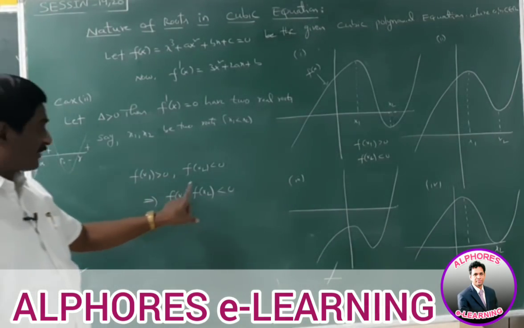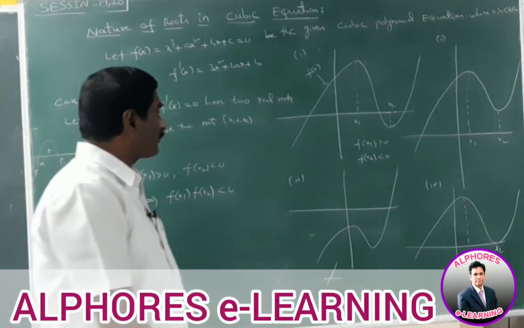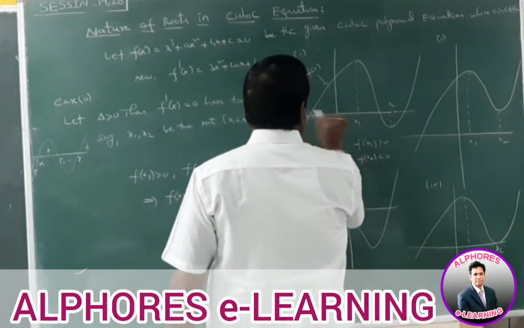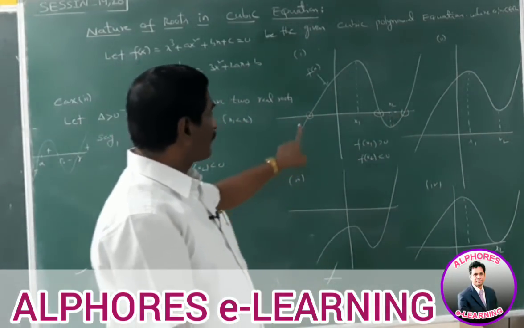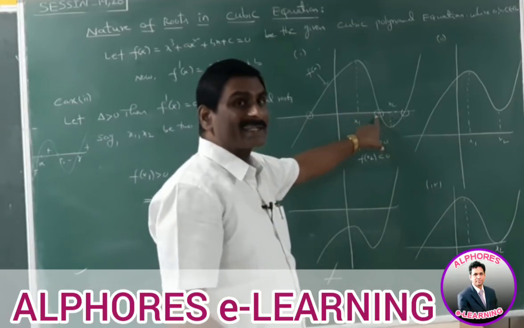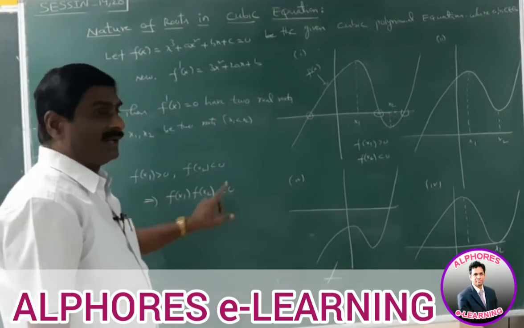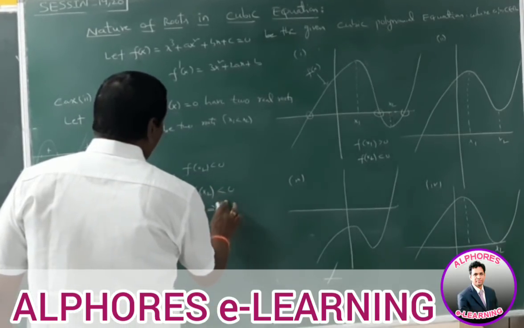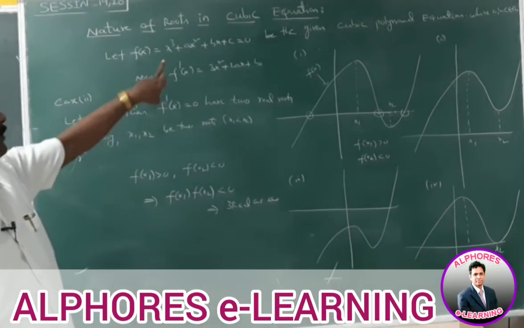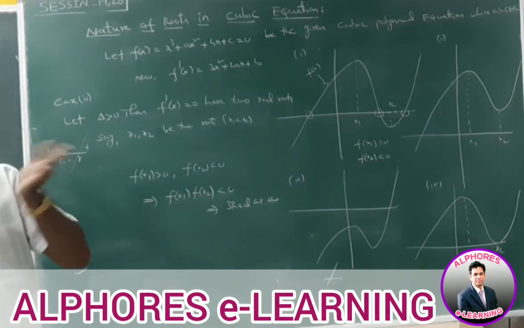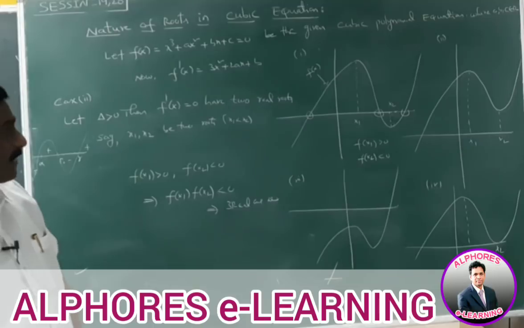If f of x1 into f of x2 is less than 0, how many solutions do we get in this case? This graph cuts the x-axis at this point, this point, this point. That means the graph cuts the x-axis at 3 points. So it has 3 real and distinct roots. The maximum possible roots of a cubic equation is 3. So all of these 3 roots are real and distinct when f of x1 into f of x2 is less than 0. Okay. Next, second possibility.